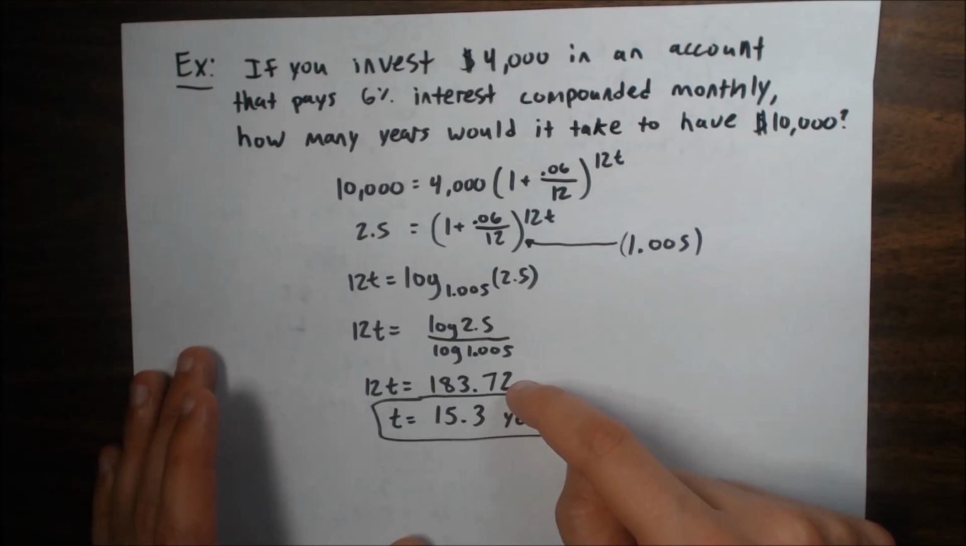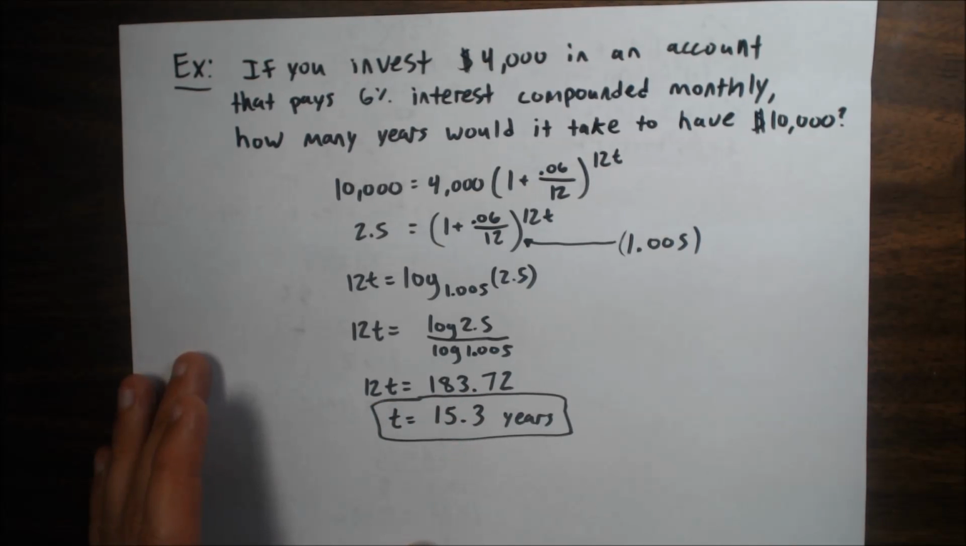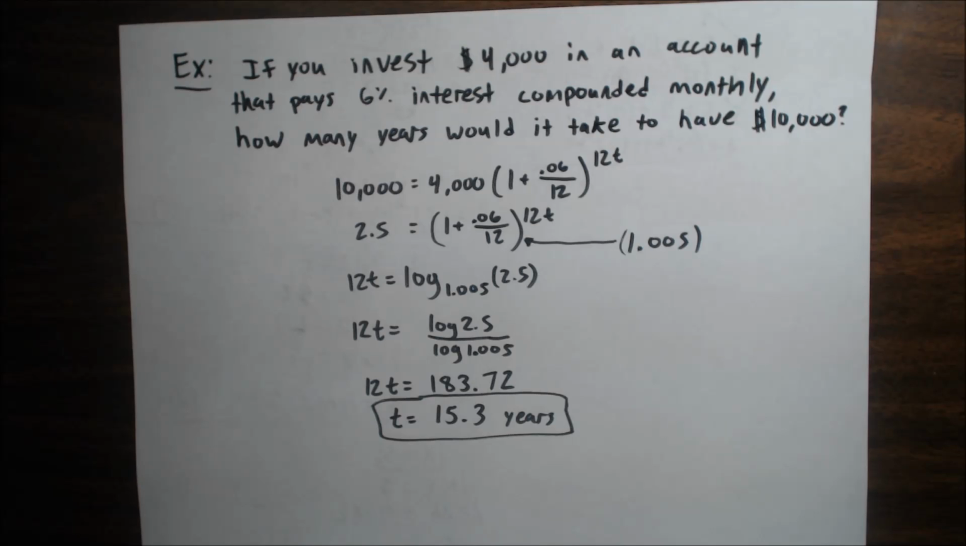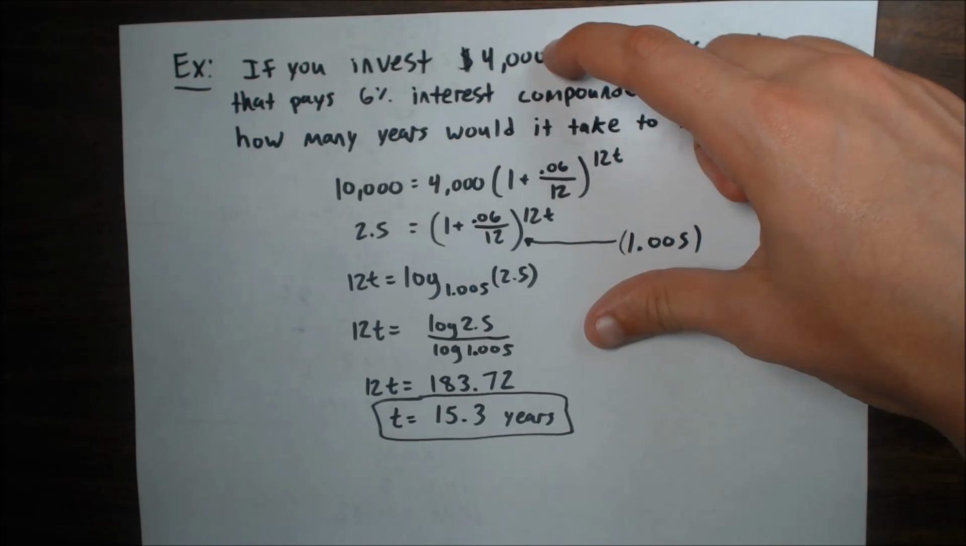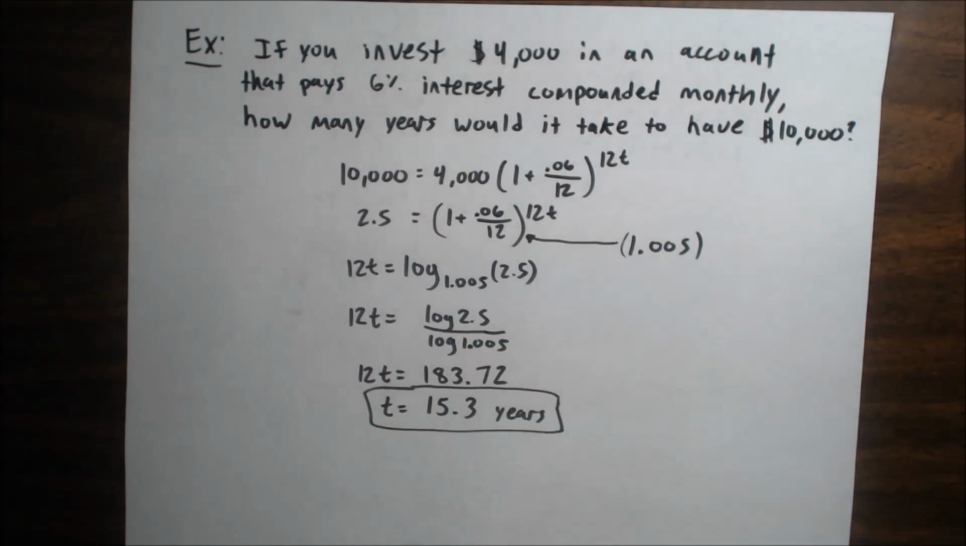I just entered that in my calculator to see what it is. Now I just need to divide by 12 on both sides, and my answer is 15.3 years. That's how long it would take to turn $4,000 into $10,000 at 6% interest compounded monthly.